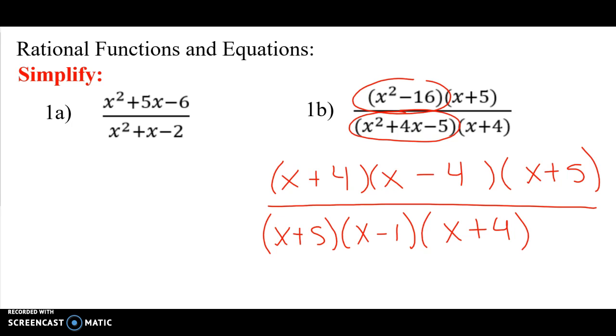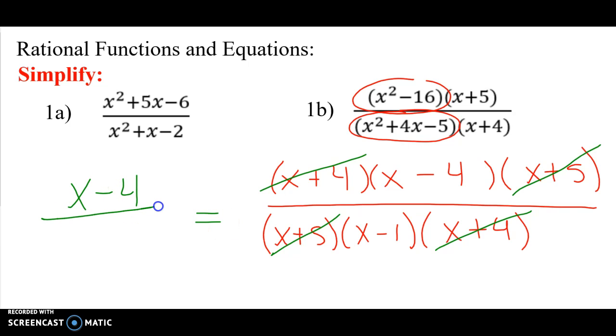Now it's the fun part. It just cuts a whole bunch of stuff out. So x plus 5's cancel. Doesn't matter where they're at, right? It's all multiplication. Does the order of multiplication matter at all? No, 2 times 3 is the same thing as 3 times 2. So those cancel. The x plus 4's cancel. So the only thing left is x minus 4 over x minus 1. How many of you got it?